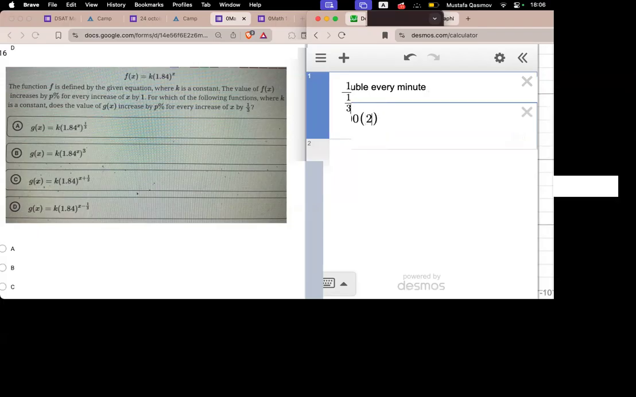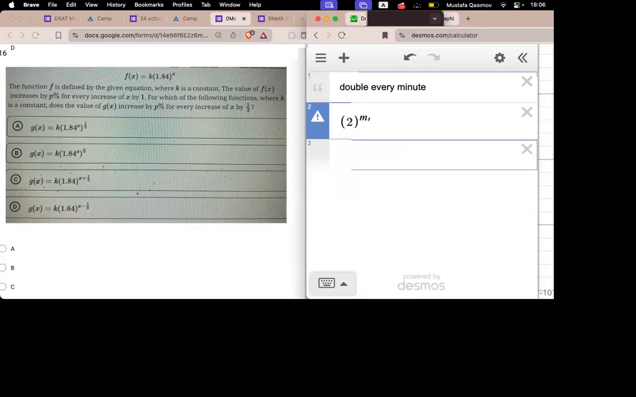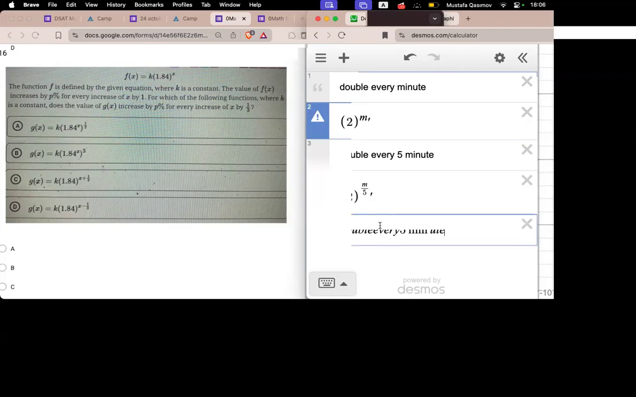So it will be like this. 2^m, right? But if you say double every 5 minutes, then it will be like this: 2 with power of m/5. Is it correct?